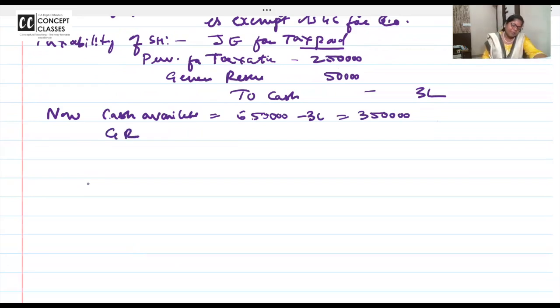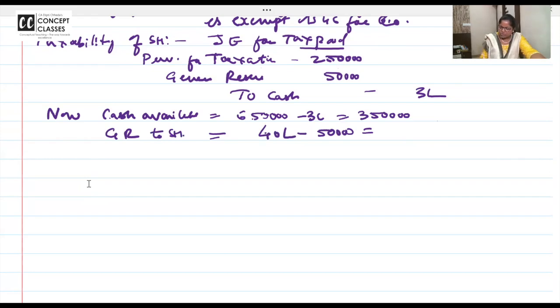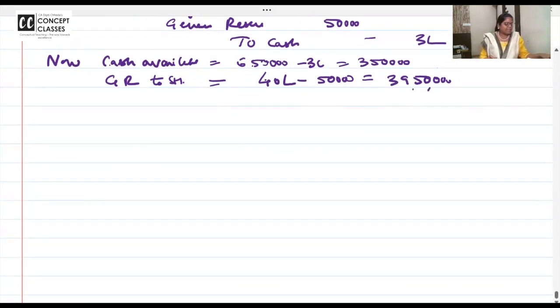And how much general reserve did you have? Don't do total or anything. I'm just saying how much cash is available for the shareholders now. 650 was there. 3 lakh you have paid as tax, so 350. And general reserve, it was 40 lakhs. Sorry, 250 was the provision. Why is it going wrong today? 40 lakhs was the general reserve to distribute to shareholders. It will be 39,50,000.